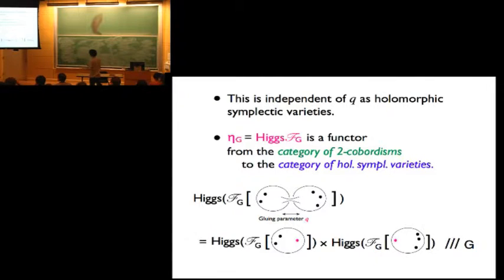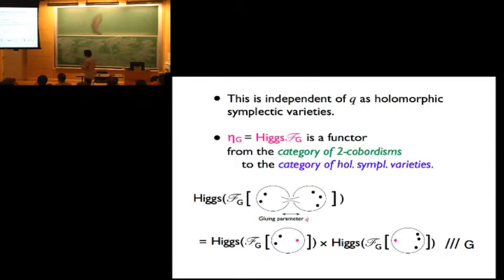one subtlety pointed out to me last week by Greg is that it's not really quite independent of the gluing parameter q if you consider the resulting thing as a hyperkähler manifold. But in the holomorphic symplectic category, they are indeed independent of q. So for the purpose of today's talk, I'm going to consider the resulting manifold as holomorphic symplectic varieties.